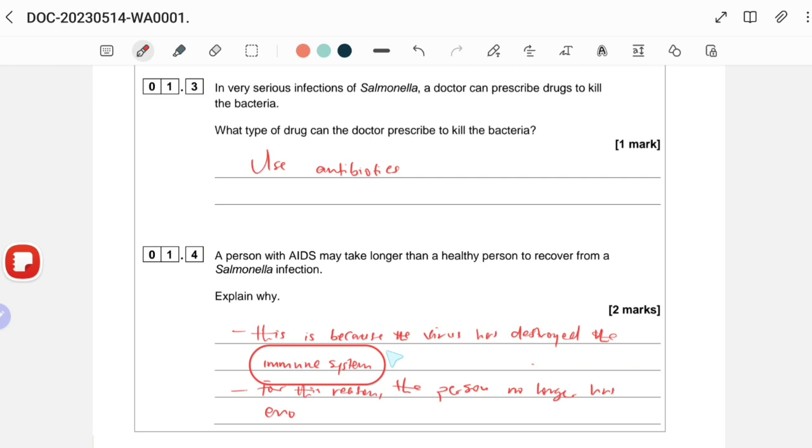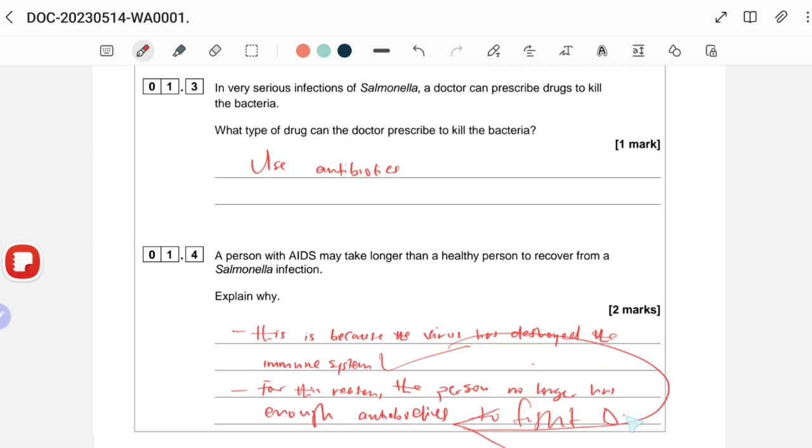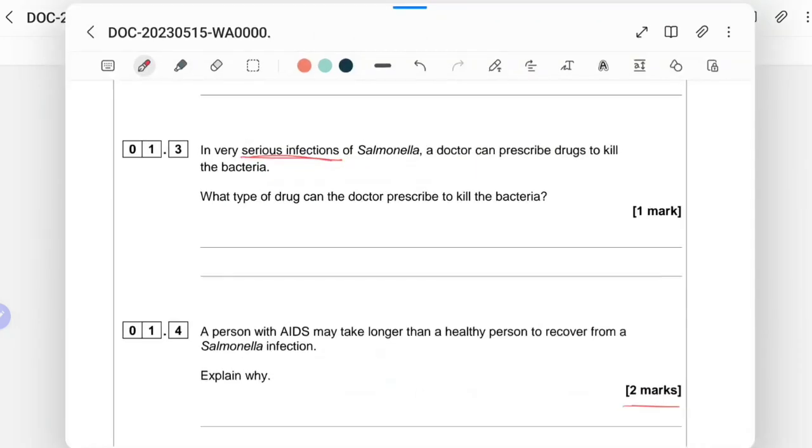All right. Then for this reason, the person no longer has enough antibodies, basically. So don't forget what I just did here. See the linkage. So no immune system, and what would be the effect of that? Not enough antibodies to fight diseases. To fight diseases. All right. So moving on.